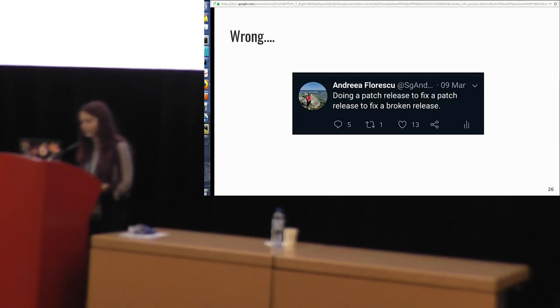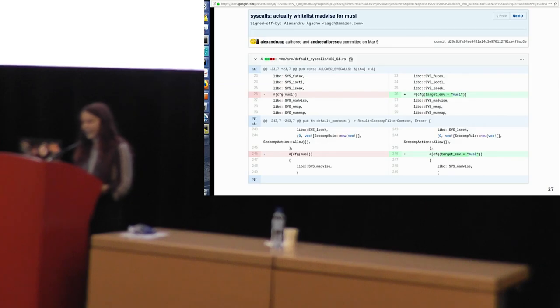So in the middle of the night, we were doing a patch release to fix a broken release. The reason is a tiny, tiny mistake. If you notice, the fix is actually very tiny. The problem is that this syscall was only triggered with the musl build. And Rust has conditional compiling, so we don't want to whitelist syscalls if they are not used on different platforms or builds.